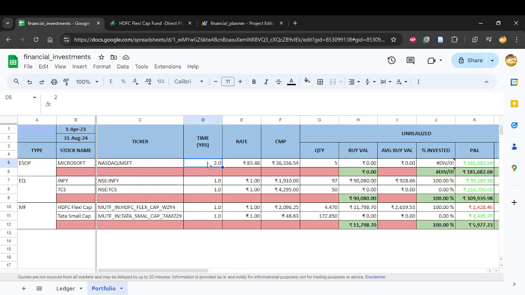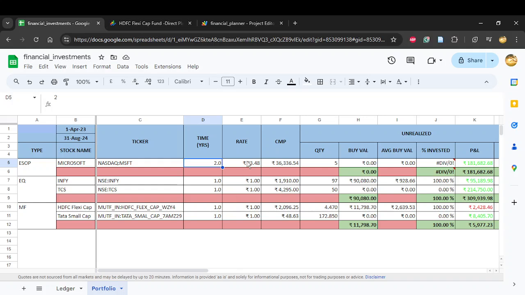So different investments will have different time periods to be considered as long-term or short-term capital gains. So here for the stocks that are listed in NSE, we are taking it as simply 1 year. Similarly for these mutual funds, I'm taking it as 1 year, and for, let's say, the ESOP that we have of Microsoft, I'm considering it as 2 years. But actually this information will vary for different stocks and the different investments that we have. Different mutual funds will have different time periods for you to hold, so that if you sell after that it becomes a long-term capital gain.